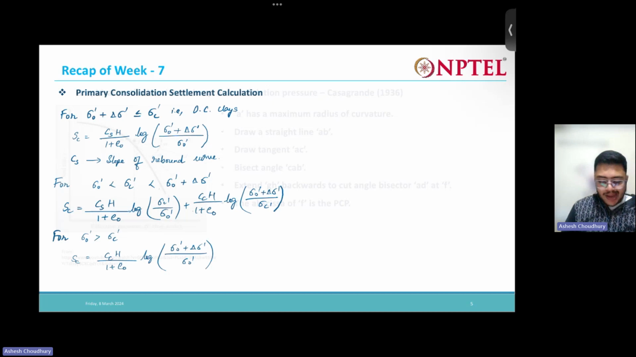Now, calculation of primary consolidation settlement. We roughly did this in the previous class, so let us just revise a bit of it.